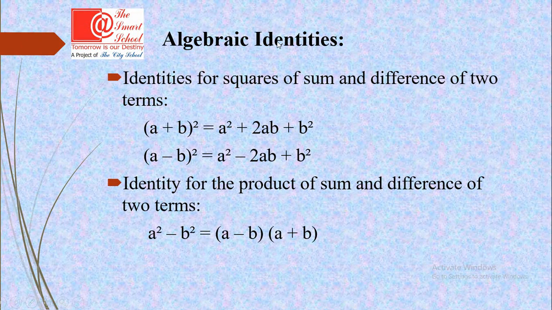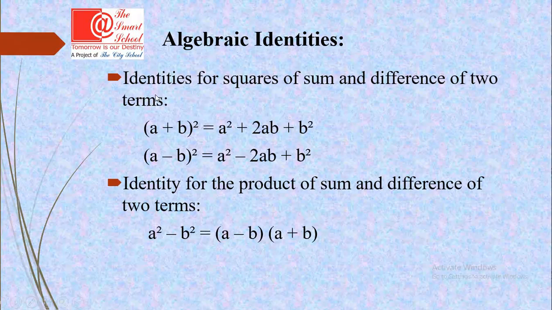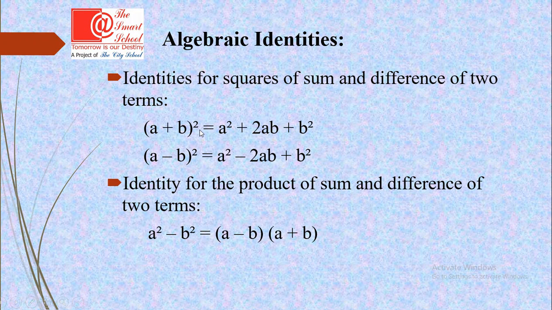Now, algebraic identities you have done in previous grades. We did identities for squares of sum and difference of two terms: (a + b) whole square equals a square plus 2ab plus b square, and (a - b) whole square equals a square minus 2ab plus b square. The identity for the product of sum and difference of two terms was a square minus b square equals (a - b)(a + b). Now today we are doing cubes.